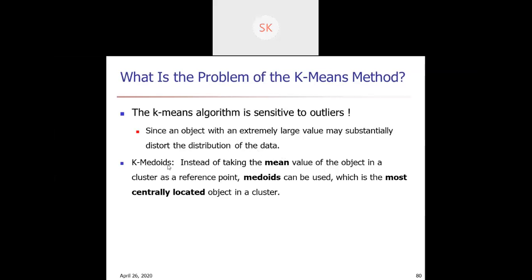So, now the second algorithm under partitioning methods of clustering is k-medoid. That will overcome this issue of handling outliers, that is, the extremely large values. In k-medoid, instead of taking the mean value of the objects in a cluster as the reference point, medoids can be used, which is the most centrally located object in the cluster.